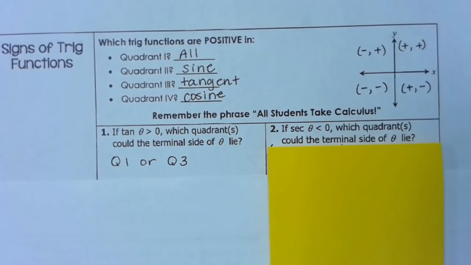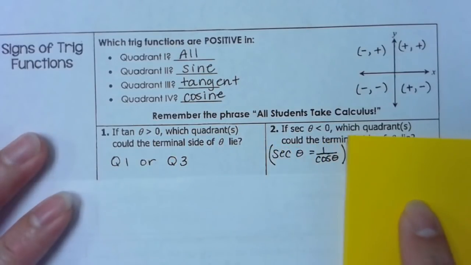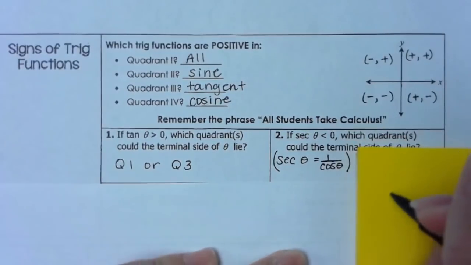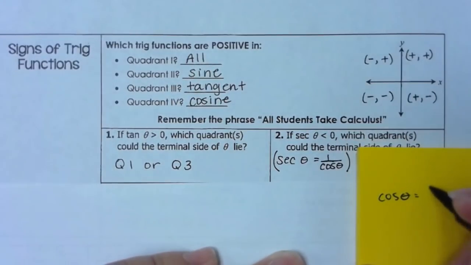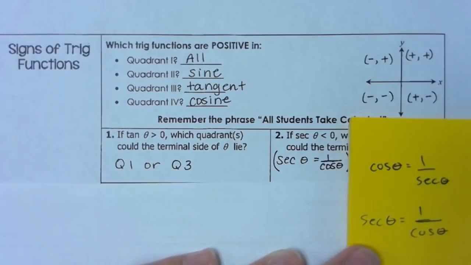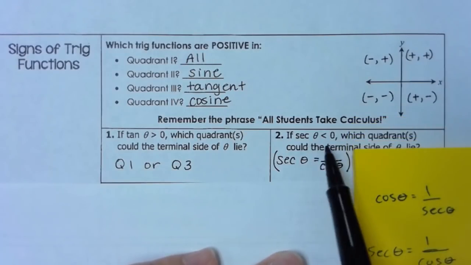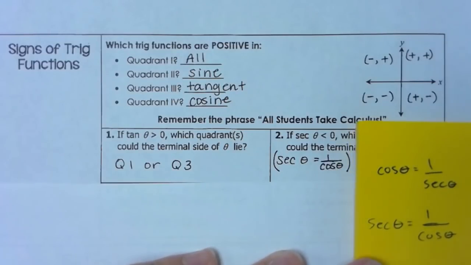You have to remember that secant is the reciprocal of cosine. So cosine theta is equal to 1 over secant, and you can rewrite this so that secant theta is equal to 1 over cosine theta. That's what I have here. So in which quadrants is secant theta less than 0? We're talking about negative cosine values. Those are less than 0, right?